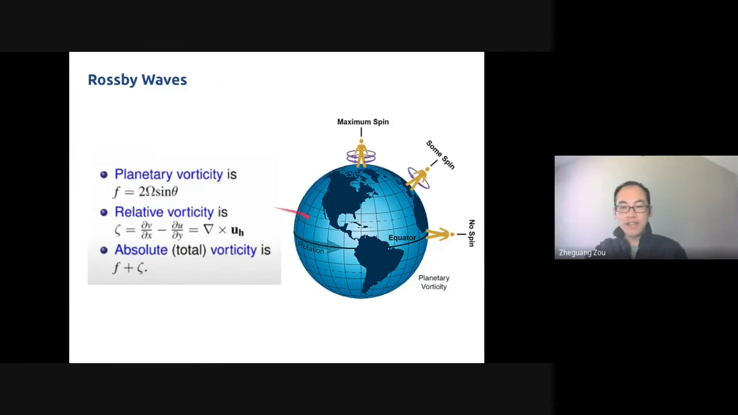And the total vorticity has two parts. One part depends on where you are. That's the planetary vorticity. If you are at the polar region, you will have larger planetary vorticity. Theta here is 90 degrees, and the planetary vorticity is twice omega. But if you are at the equator, you get 0 planetary vorticity because you don't have any spin here.